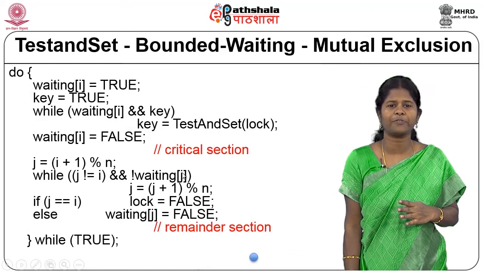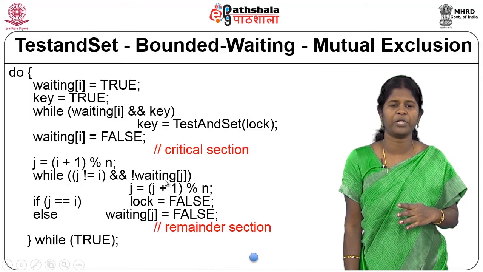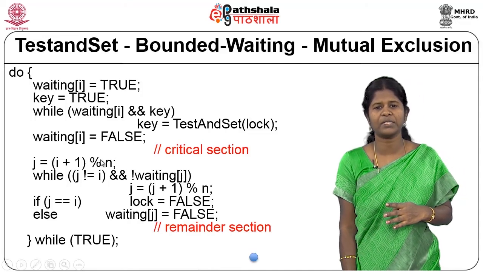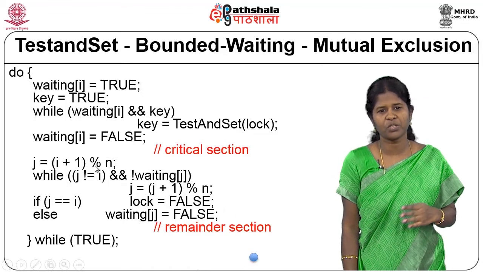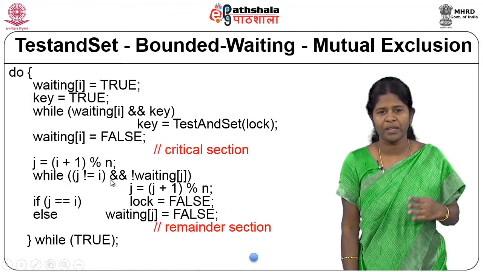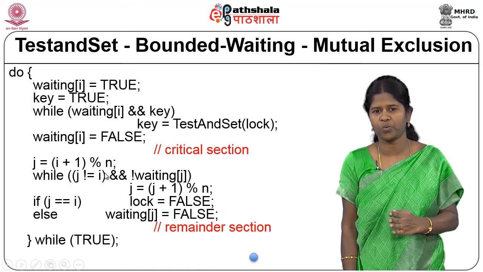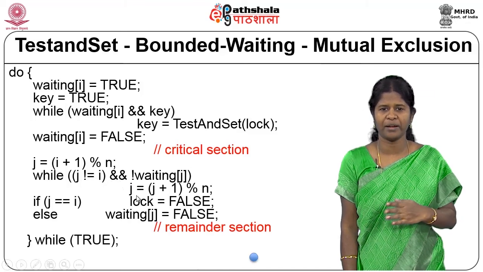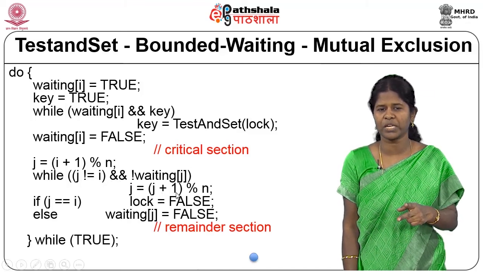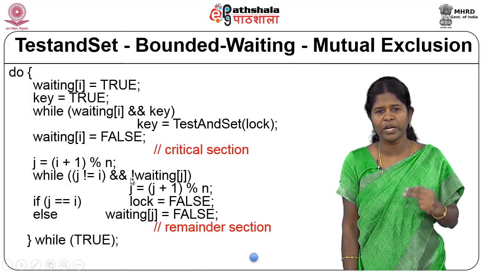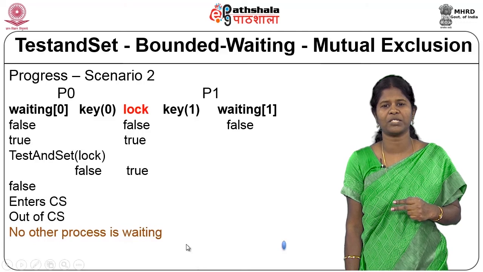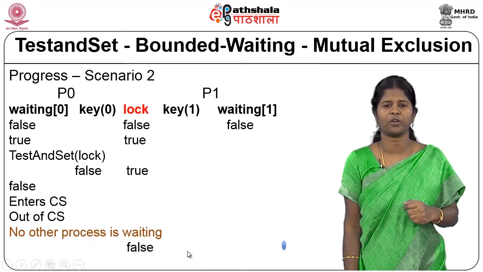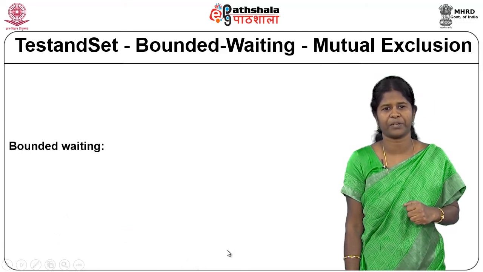Waiting of the next process is false, and not false will be true, and as long as this is true, it will understand that the other process is not waiting. So, it will increment j to j plus 1. Now, from 0 it went to 1, and 1 again it incremented with a mod n; here there are only 2 processes. So, j becomes equal to i. So, it comes out of this loop, and because j is equal to i, it makes lock equal to false. So, you can find that no other process is waiting.